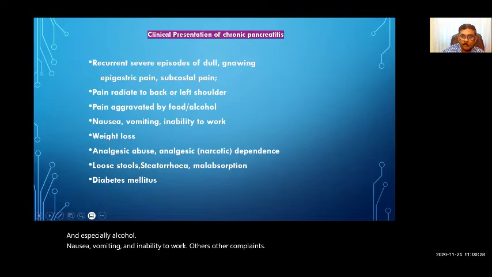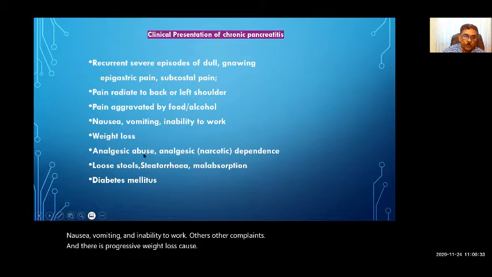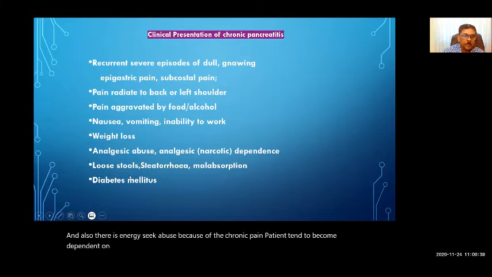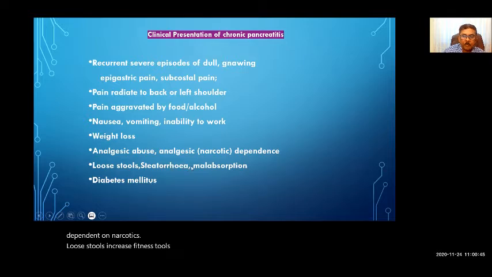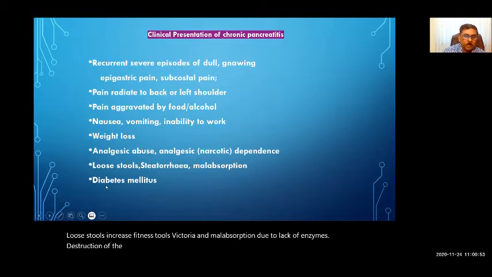And there is progressive weight loss, and also there is analgesic abuse because of the chronic pain. Patients tend to become dependent on narcotics. There are loose stools, increased fat in the stools, steatorrhea, and malabsorption due to lack of enzymes. This disruption of the endocrine pancreas invariably leads to diabetes mellitus in most cases.